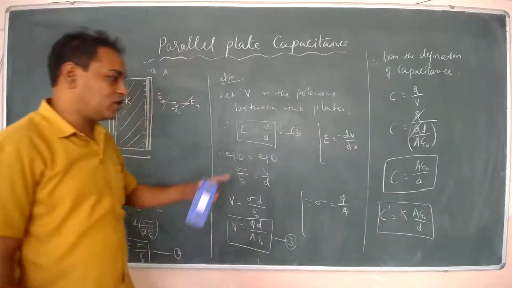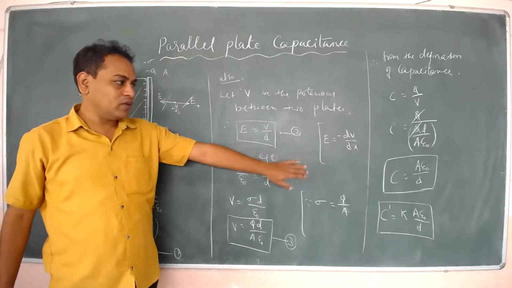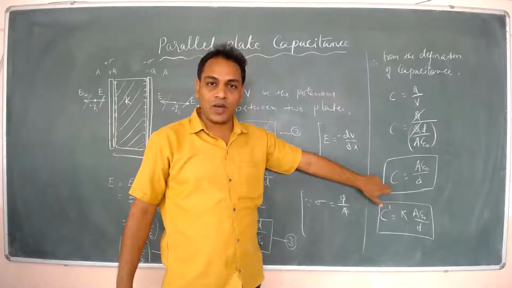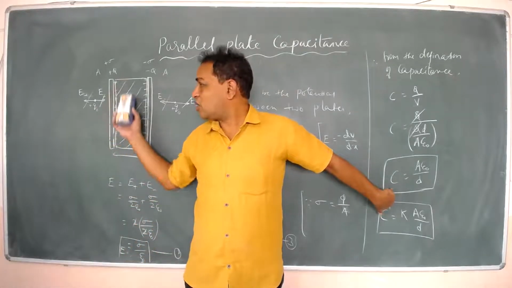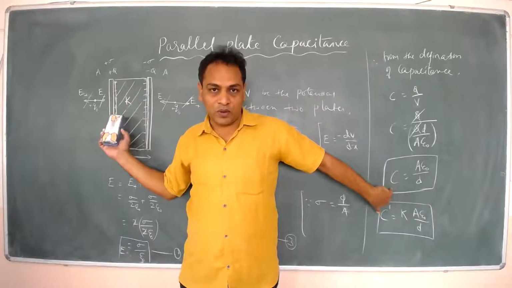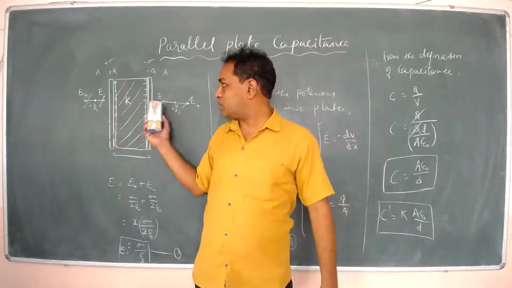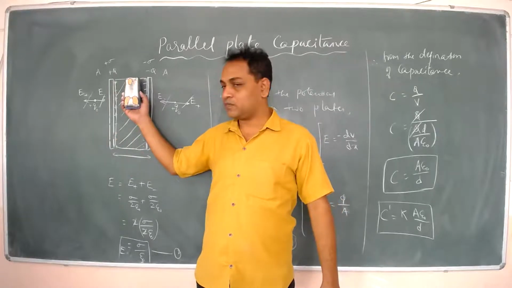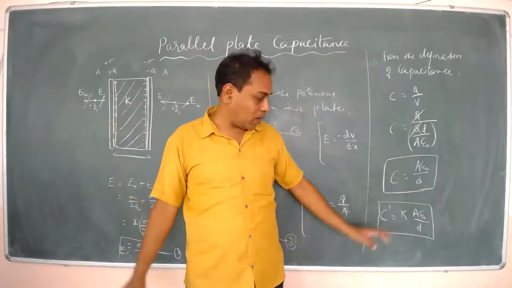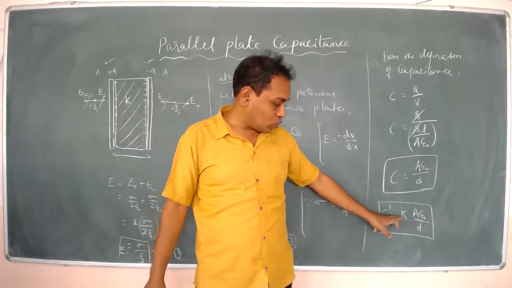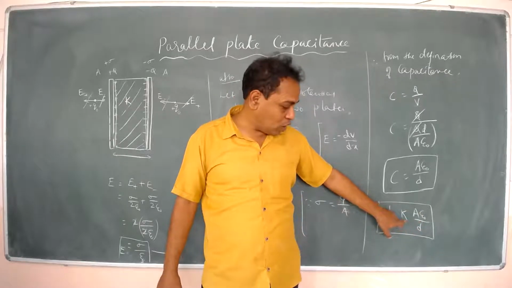So here the difference is, initially C is equal to A epsilon naught by D. This is called the capacitance of a parallel plate capacitor when air or vacuum is there between the two plates. If suppose a medium of dielectric constant K is placed between the two plates, then the new capacitance is given by this formula, that is C dash is equal to K into A epsilon naught by d.